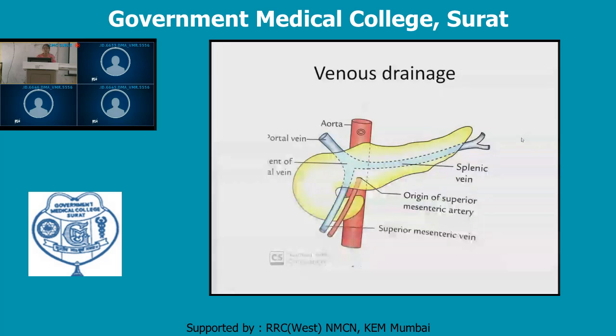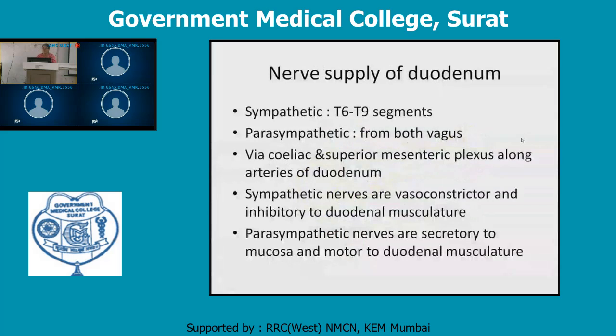Remember, the nerve supply is sympathetic and parasympathetic. Sympathetic is from the T6 to T9 segments of the spinal cord, and parasympathetic is from both vagus nerves. They form nerve plexuses surrounding the celiac trunk and superior mesenteric artery, known as the celiac and superior mesenteric plexuses. Sympathetic and parasympathetic nerves both reach these plexuses, and along with the arteries arising from the celiac trunk and superior mesenteric artery, the nerves travel along the arteries and supply the duodenum.